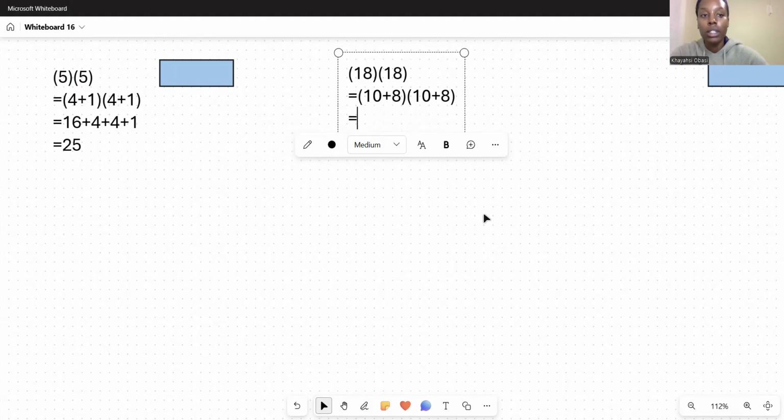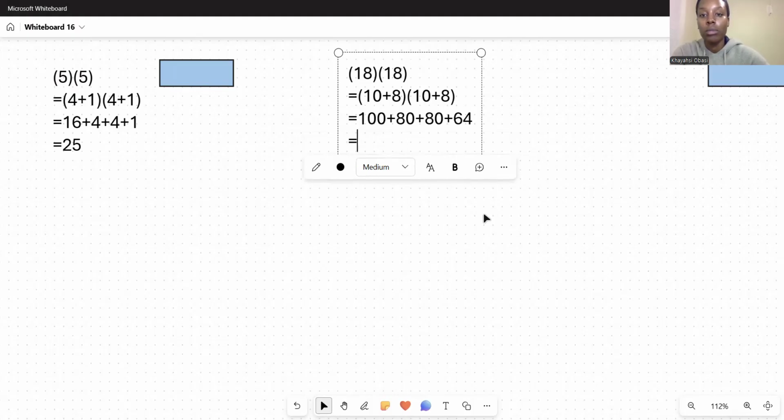That will give us 10 times 10, which is 100. 10 times 8, which is 80. Again, 8 times 10, which is 80. And 8 times 8, which is 64. Now we take the sum of these.